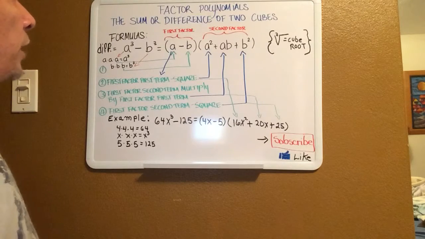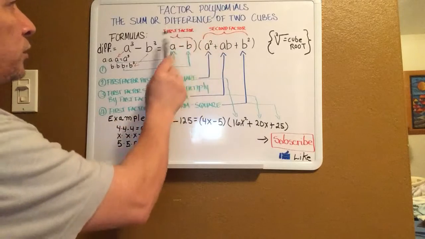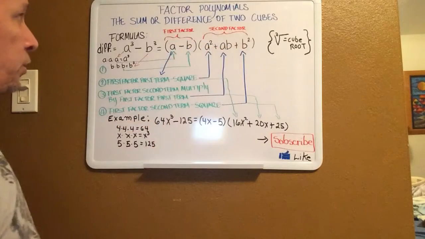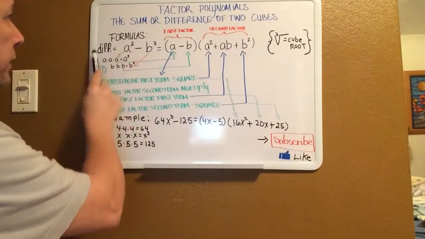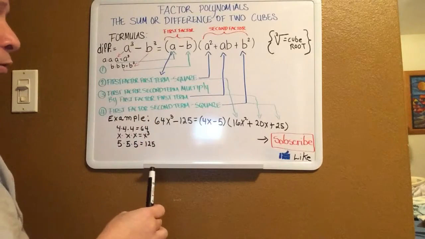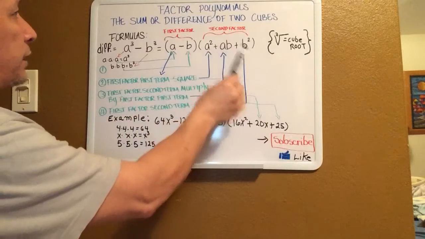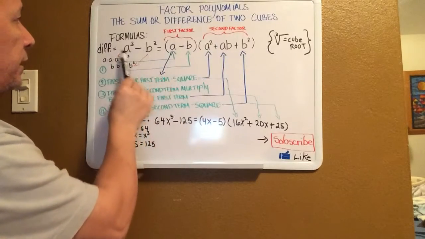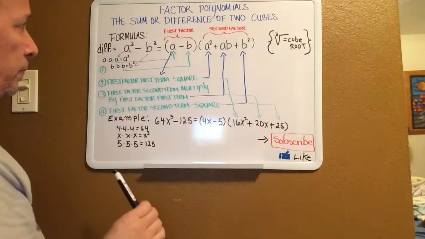Today we will be talking about factoring polynomials: the difference of two cubes. This formula is important, the formula to get the two factors that will factor the difference of two cubes.